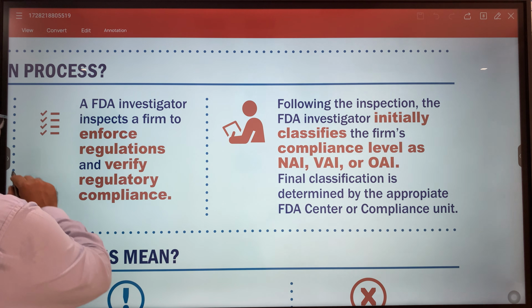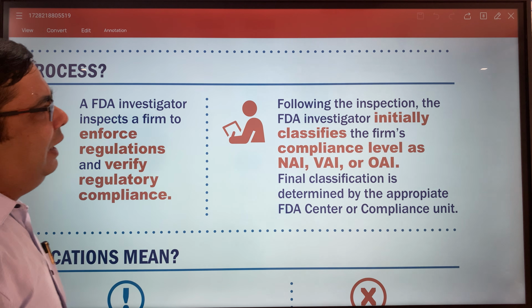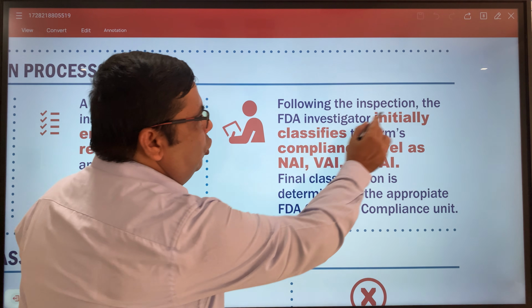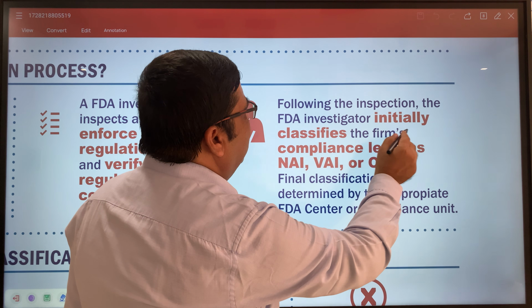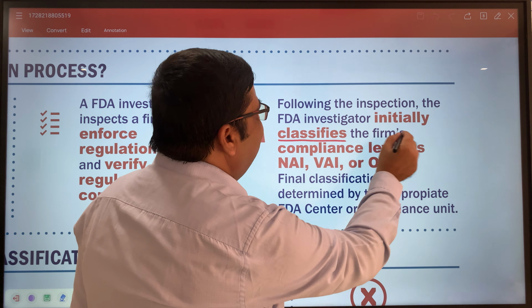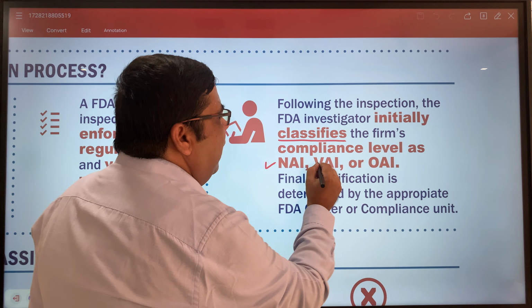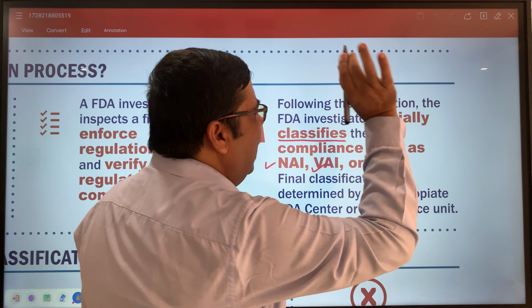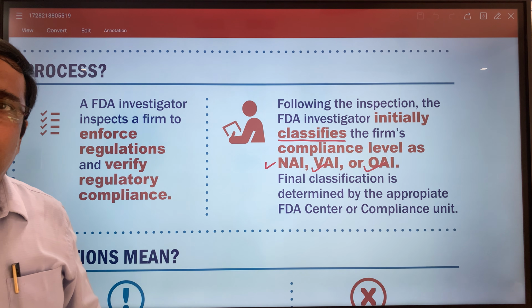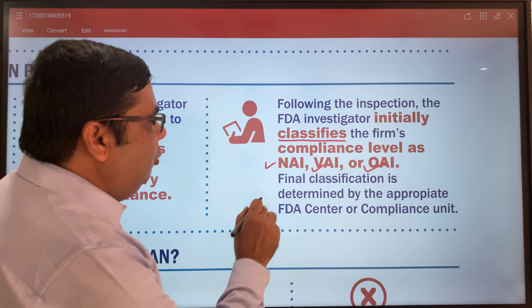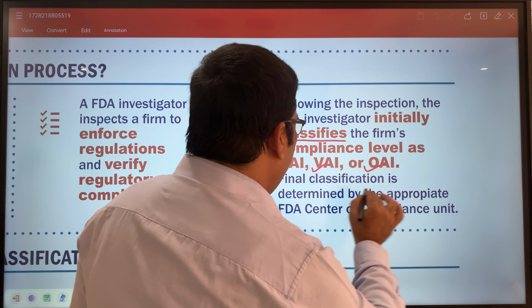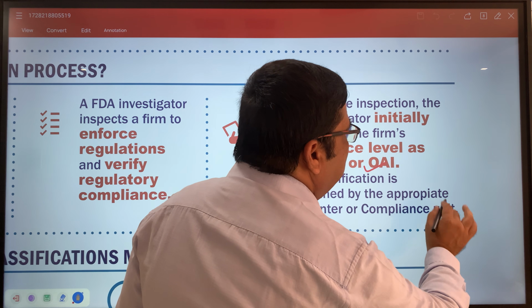So, how is the strategy? Strategy is very clear. Following the inspection, the FDA investigator initially classifies the firm's compliance level as NAI or VAI or OAI. Simple, right? Final classification is determined by the appropriate FDA Center of Compliance Unit.